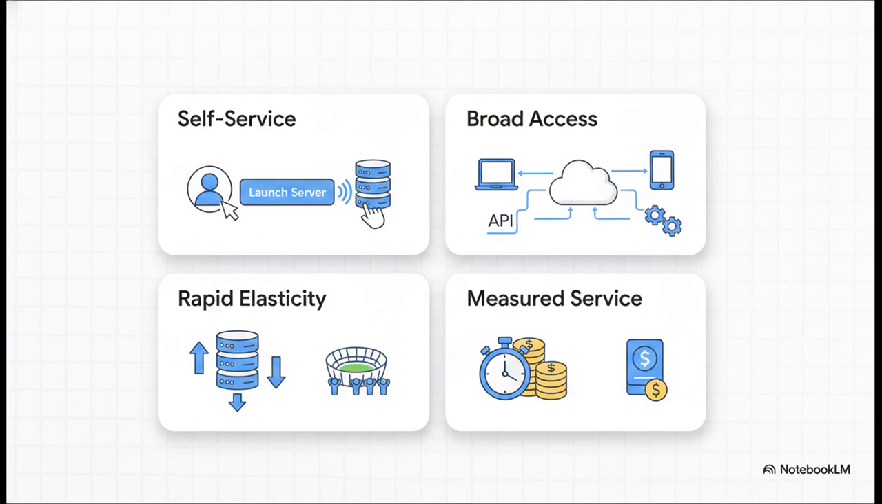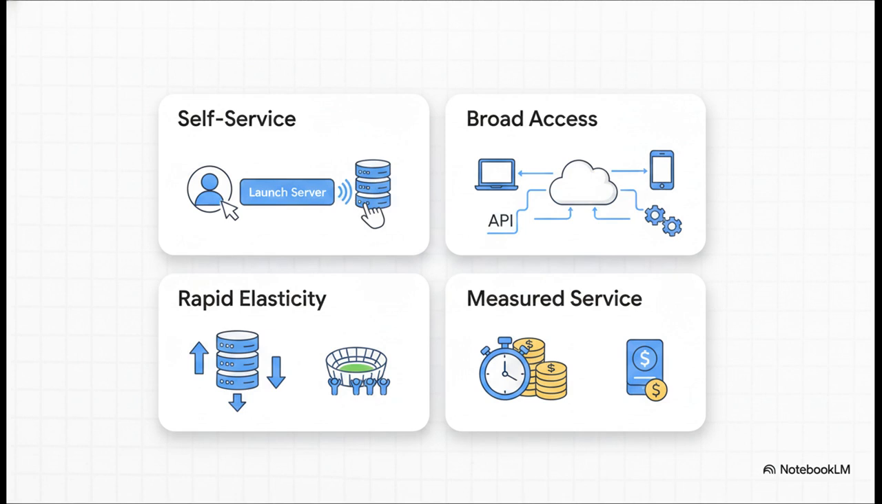The remaining 4 characteristics really complete the picture. First, you've got on-demand self-service. This means you can provision an EC2 server instantly without ever having to call up AWS support. Second is broad network access, meaning you can get to your resources securely from your laptop, your phone, or via APIs. Third, rapid elasticity.